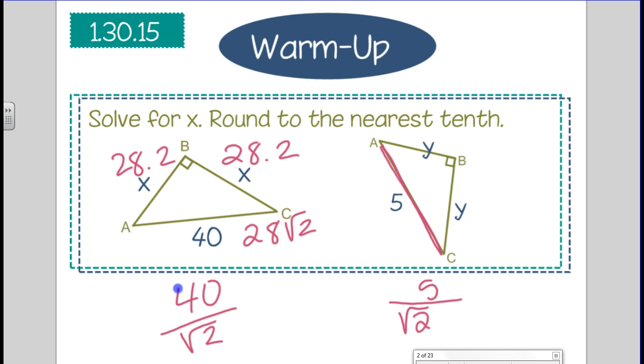I'm giving you the toughest ones for the warm-up. Yesterday, they were all easy. These were the toughest ones. 3.5. 3.5, you had it all ready to go. 5 divided by root 2. So when you're going backwards, you do need to divide.